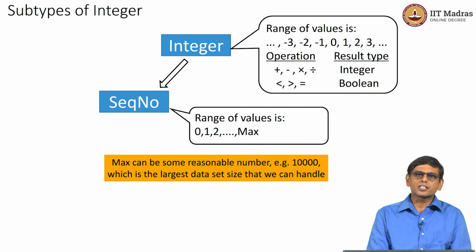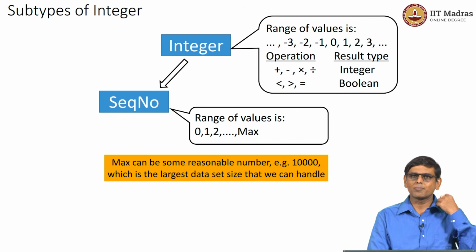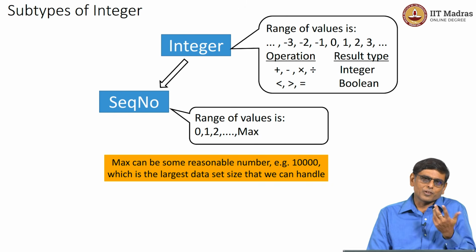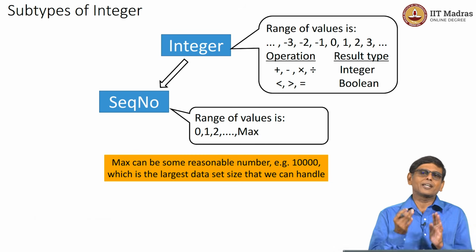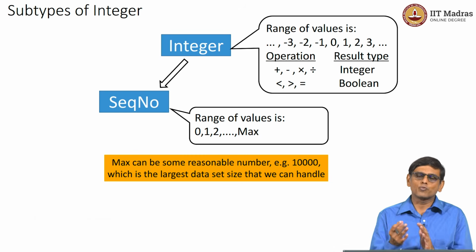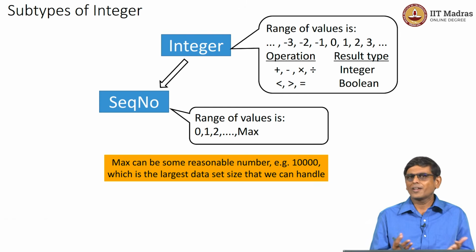So we could take that the valid range of values for the sequence number is 0, 1, 2 or any number like that up to a maximum number which is max, and max can be some reasonable number like say 10,000, for example, which is the largest data set size that we intend to handle. So in our data sets that we saw, basically we had 30 marks cards, we had about 50 or 60 shopping bills and so on. So we had even less than 100.